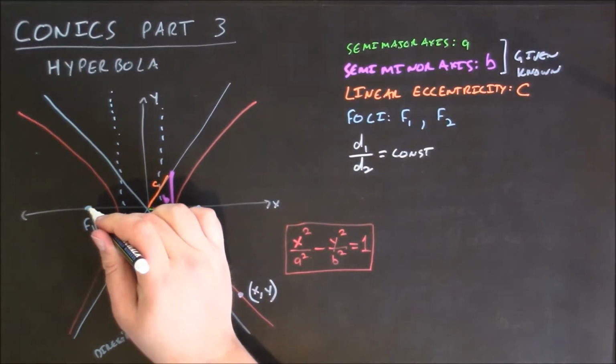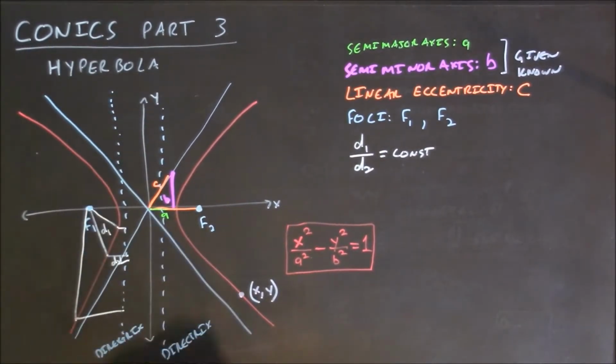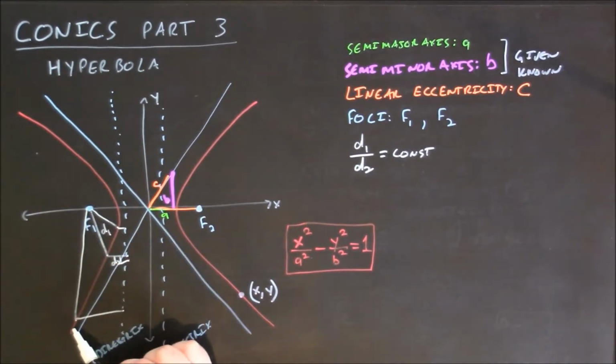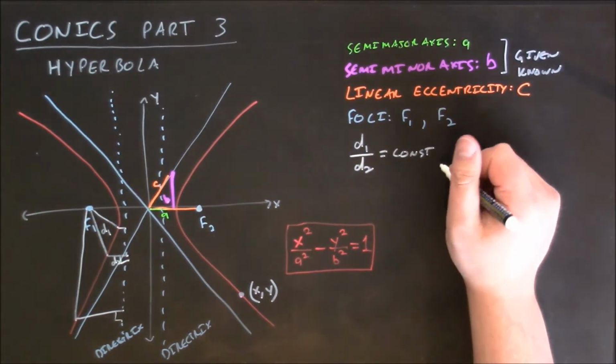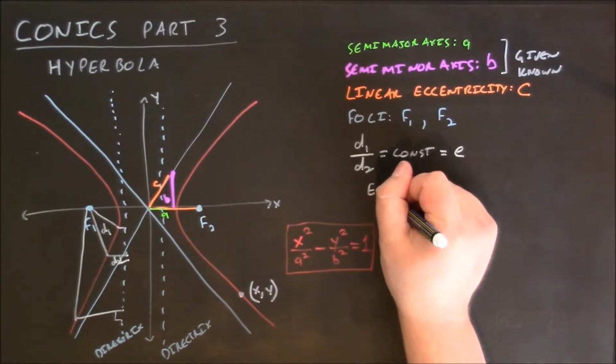And that doesn't matter where I draw these lines or to what part of the hyperbola I draw, so long as one line starts at a focus and intersects the hyperbola, and then the second line starts at that intersection and goes perpendicularly to the nearest directrix. And we call this constant E, and E is the eccentricity.